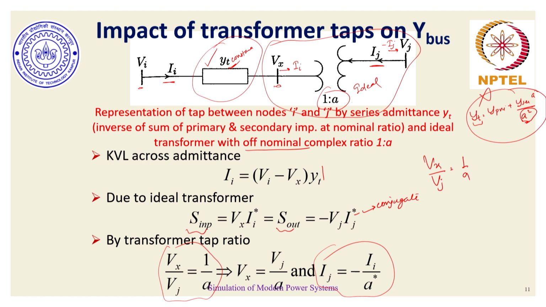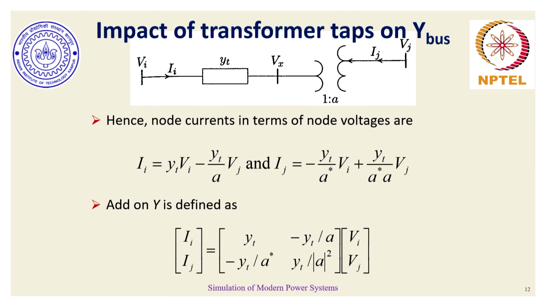So, if I try to find the injection currents Ij and Ii in terms of Vi, Vj, I have one equation here, I have another equation here, and then I also have Vx, Vj in terms of A. So, if I summarize or combine all of them, I will get an equation of this form, where I get a 2 cross 2 as my overall add-on bus admittance matrix because of consideration of transformer taps.